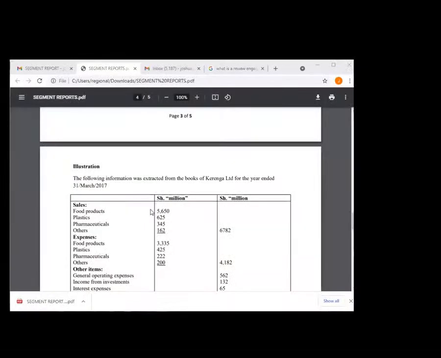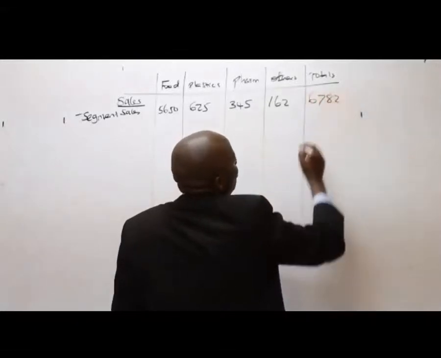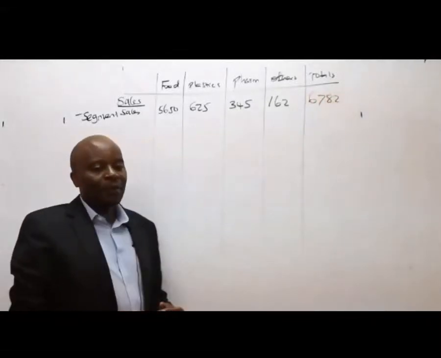So the segment sales, what do we have? You've been told food is 56.50. Plastics, what do we have there? 625. We have a farmer 345. We have others giving us 162, and then the total of this school gives us, if you're able to see, 6782.